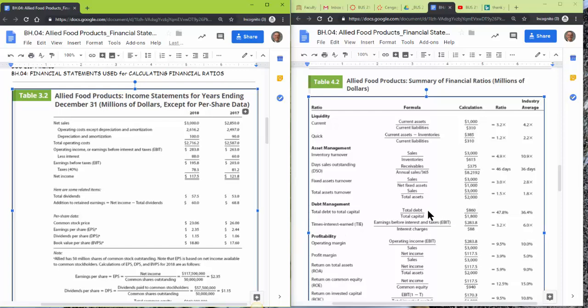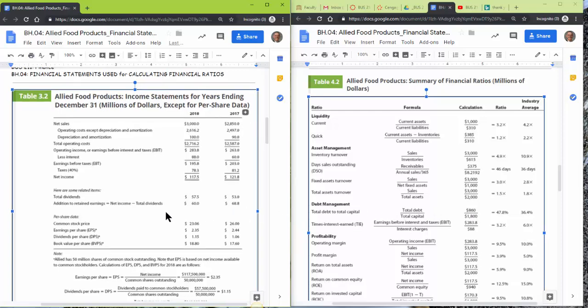It is calculated by taking the total debt, interest-bearing debt, for the numerator and dividing it by total capitalization, or total capital, in the denominator. Total capital is the total source of financing that the business has used and consists of total debt plus total equity. Let's examine the numerator. Total debt represents total interest-bearing debt only.